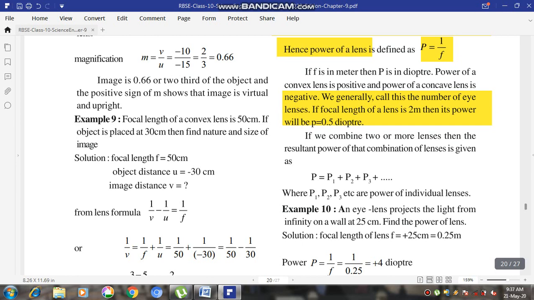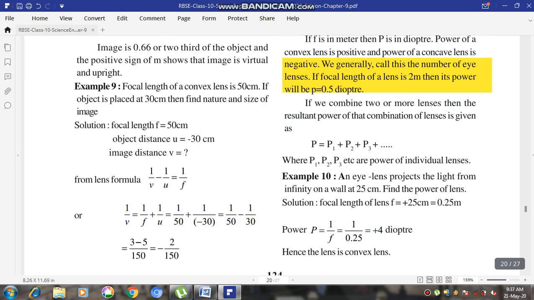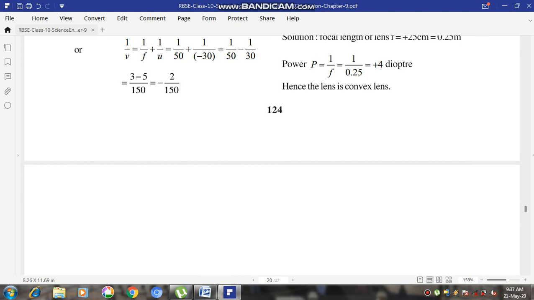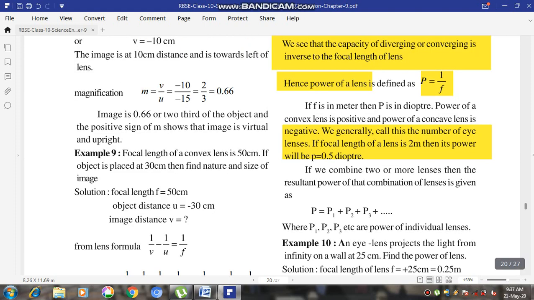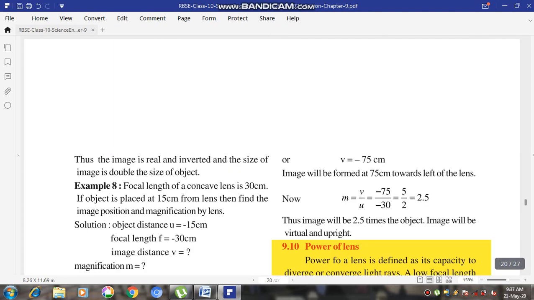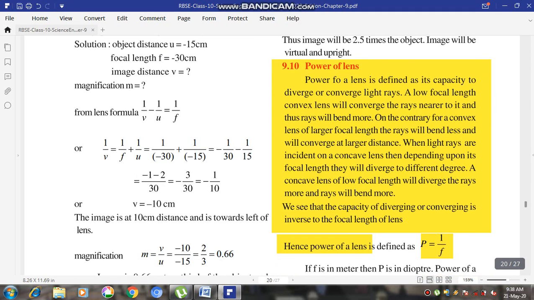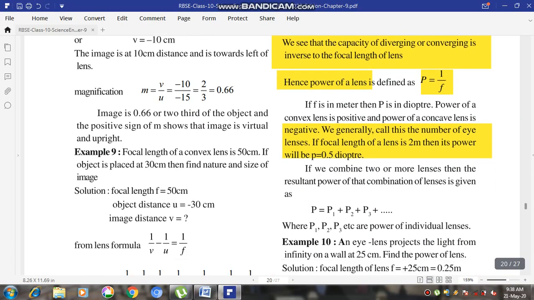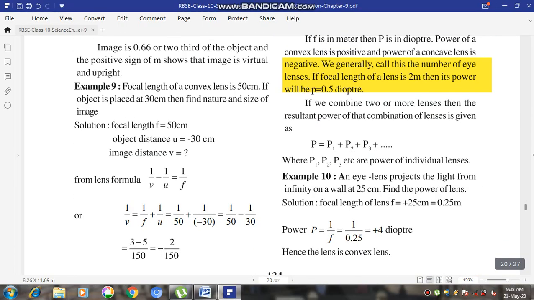When we go to the eye specialist, he always first checks the power or focal length. If the focal length is decreased, he gives us a convex lens, and if the focal length is more, he gives us a concave lens for the divergence view. So that is the example.